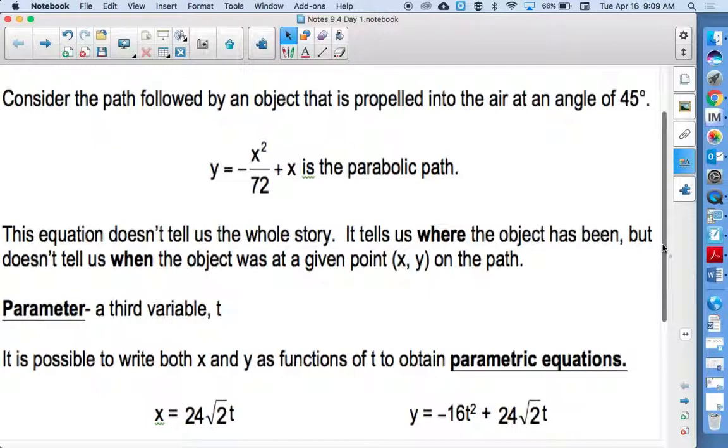And it tells you to consider the path followed by an object that is propelled in the air at an angle of 45 degrees. This equation, y equals negative x squared over 72 plus x, is called a parabolic path. So we will be creating our own equations using the angles, sine, cosine, and tangent. Well, actually, sine and cosine are going to come back into your life in this little section. But we will be talking about velocity, the speed of an object, the angle the object occurs at, and we will go through how to get an algebraic equation with that information. So the equation up here we will be creating.